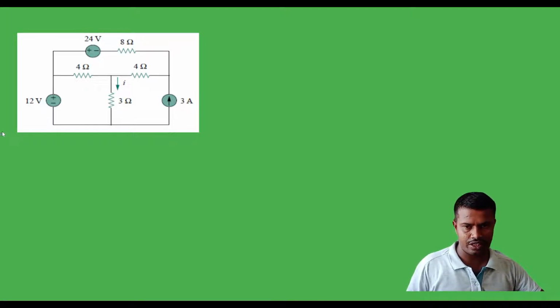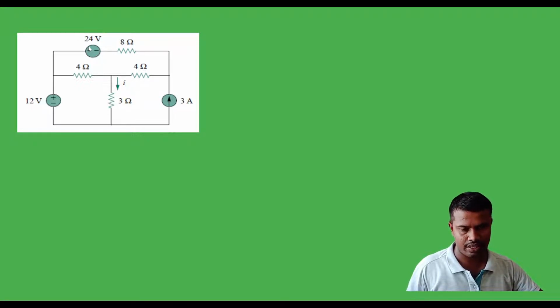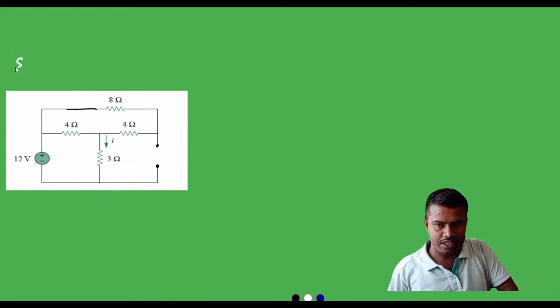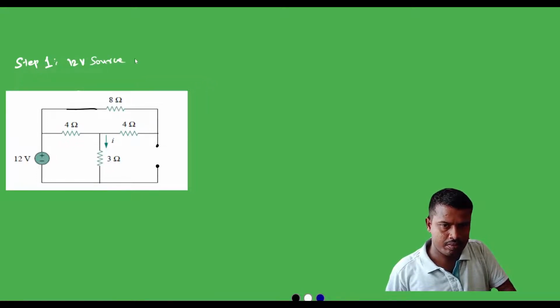First we will consider the 12 volt circuit and we will turn off the 24 volt source and the 3 amp current source. For that we need to short circuit the 24 volt voltage source with its internal resistance. As internal resistance is not shown here, we will consider that it is 0, so we will directly short circuit it and we will open circuit the current source. This is step 1. 12 volt source is active.